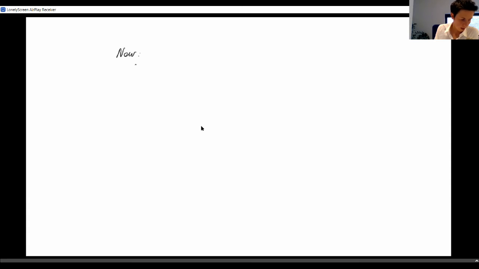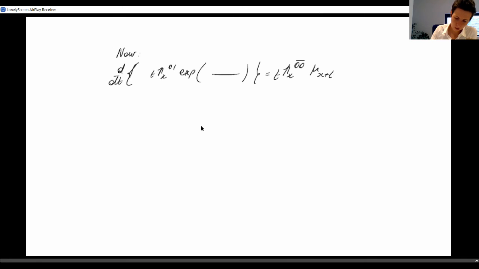Because now what do I have? I have that the derivative with respect to t of tpx01, and then my exponential guy, right, is equal to tpx00 bar mu x plus t01 multiplied with the same exponential stuff. Okay, so what am I going to do now? I'm going to take the integral at both sides from 0 to u.